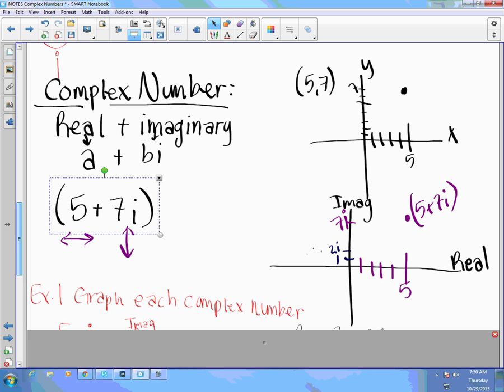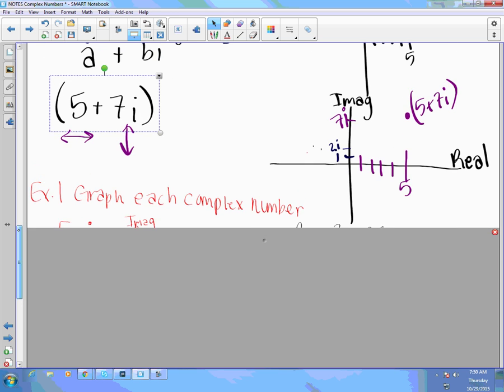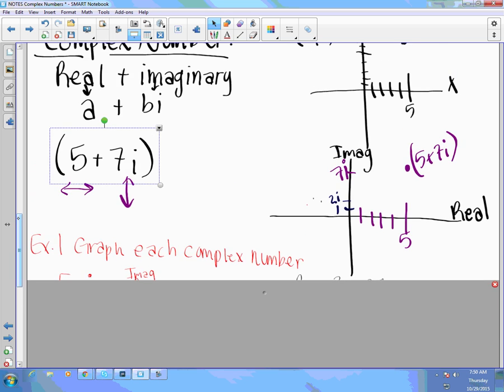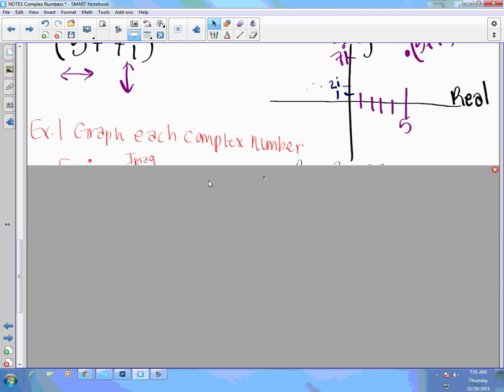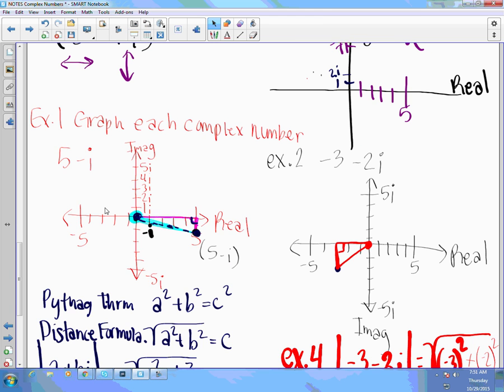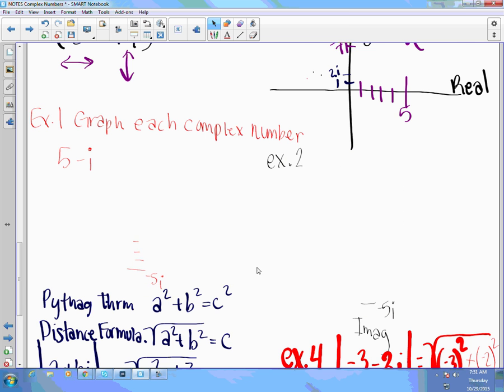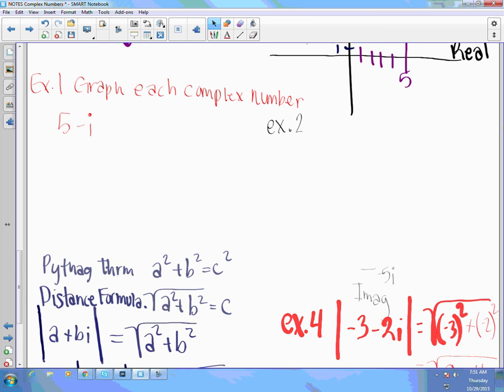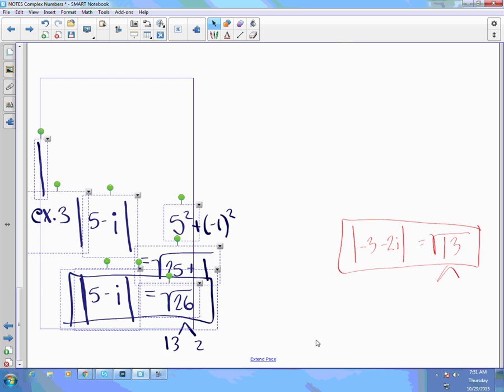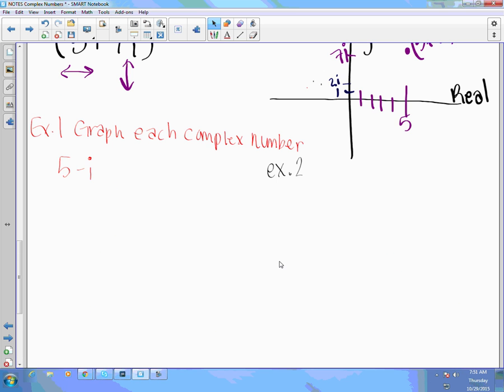I want you to try graphing. I'm just going to show you the answer. I'm going to make it really quick. Yep, I'm going to show you the answer. Just delete all that stuff. Okay, much better.